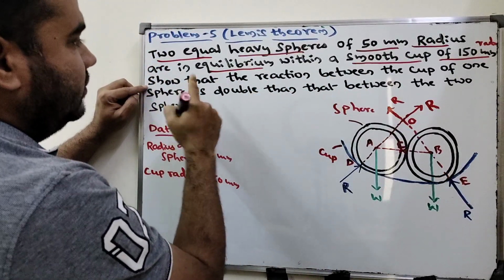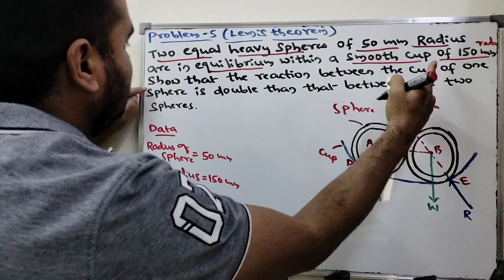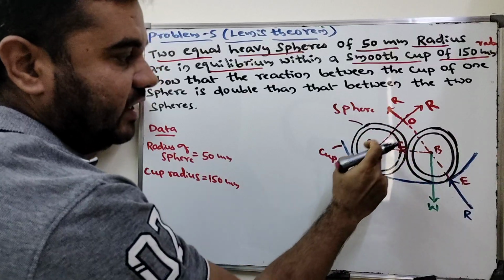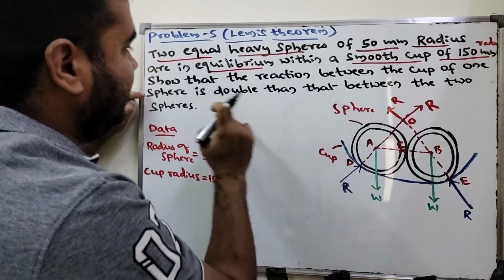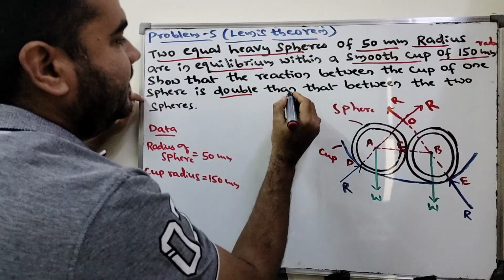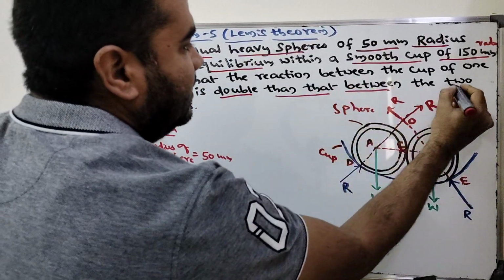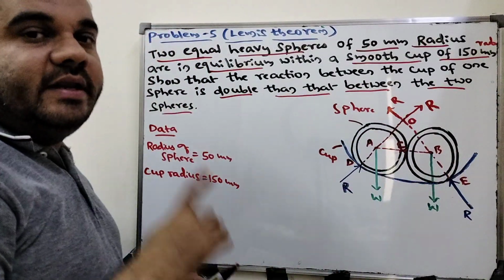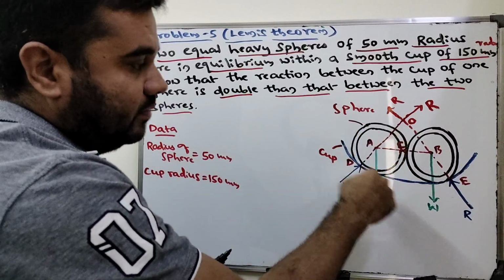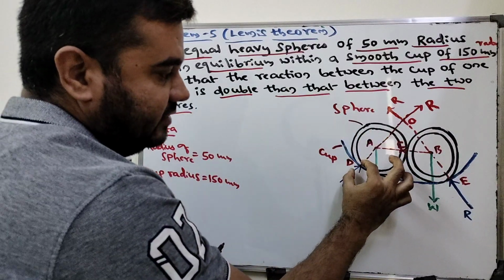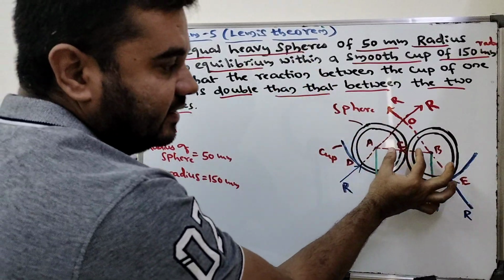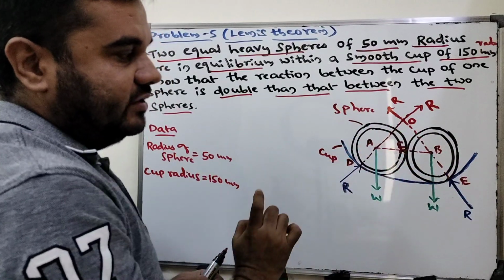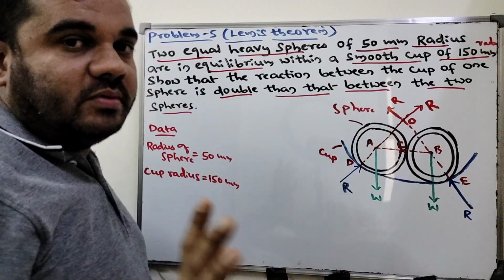Now what is he asking? Show that the reaction between the cup and any one sphere is double that between the 2 spheres. So you have to prove that the reaction between the cup and any one sphere is 2 times the reaction between the spheres. Here you will get some reactions that we will analyze. This is how the problem is asked.